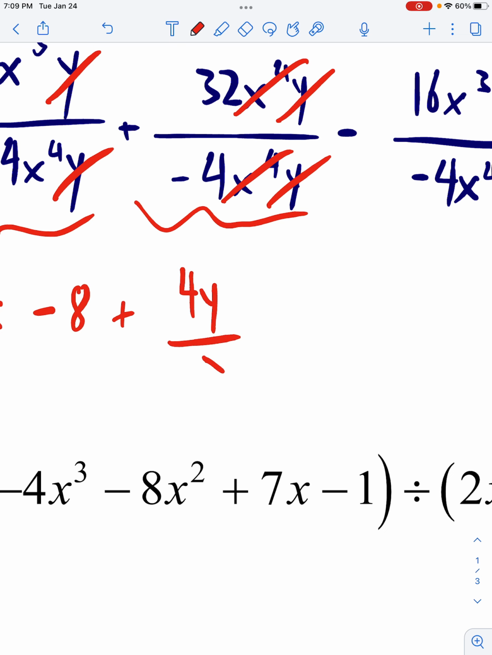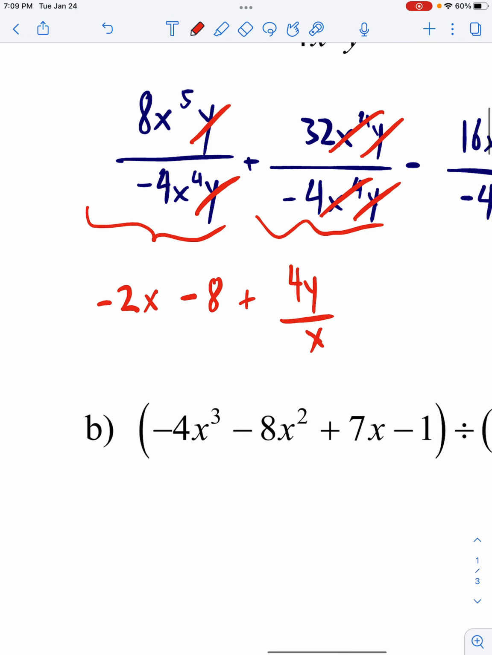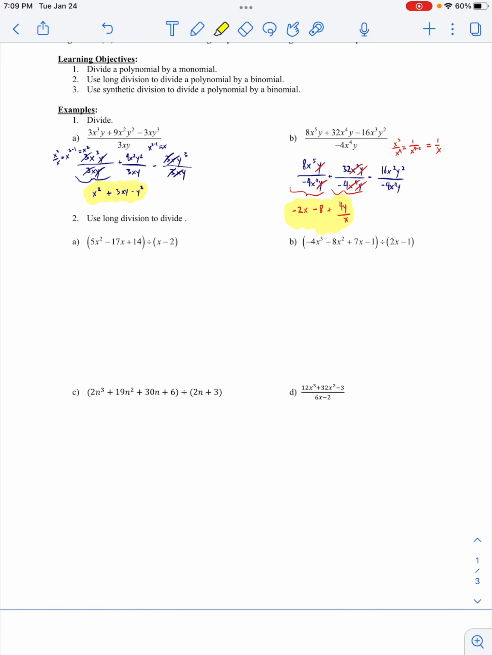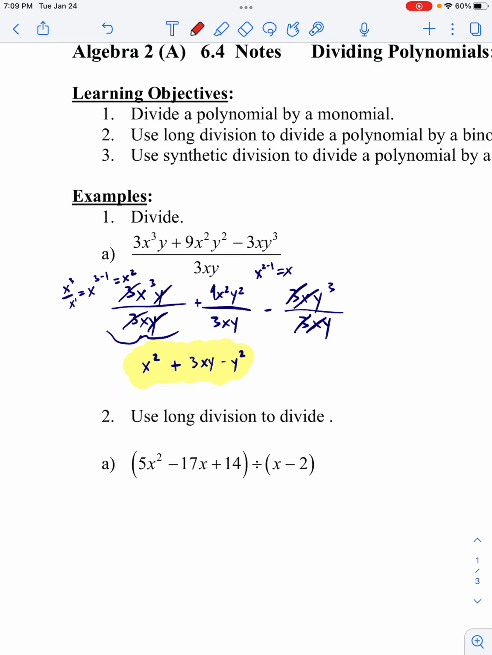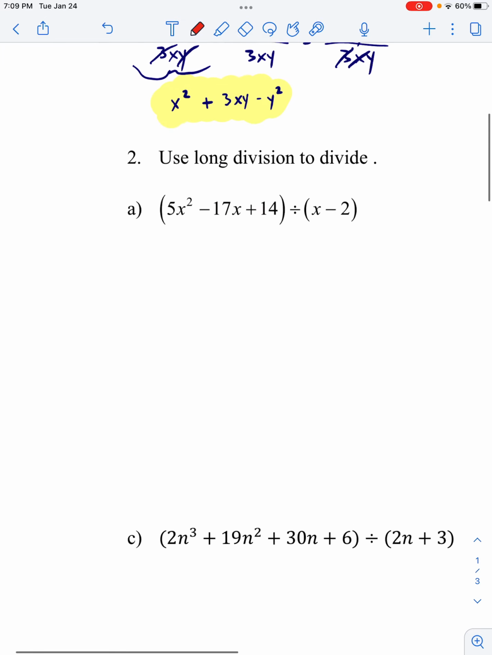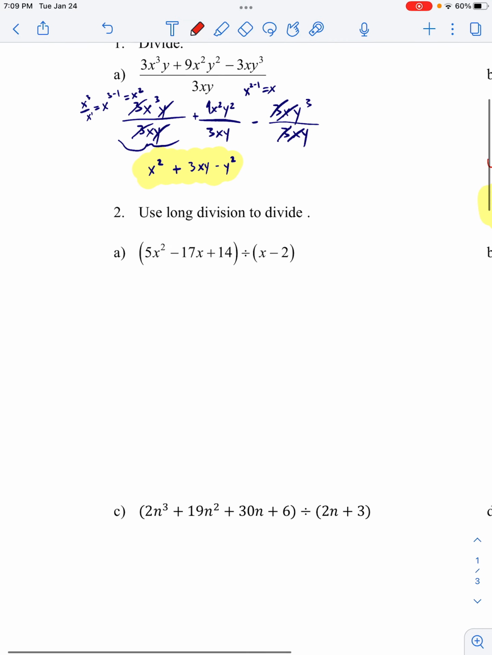4y over x, okay? All right, so that's all we do for that second example. Good. So that's the first way of dividing polynomials. If we're dividing by a monomial, it's easy. Split up the numerator, simplify the terms.